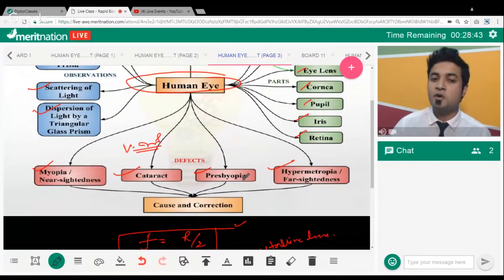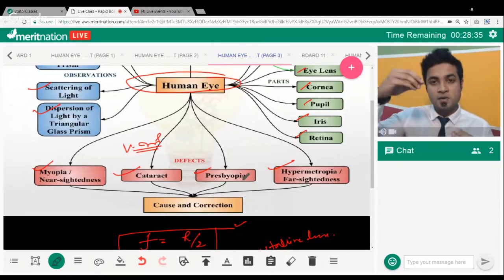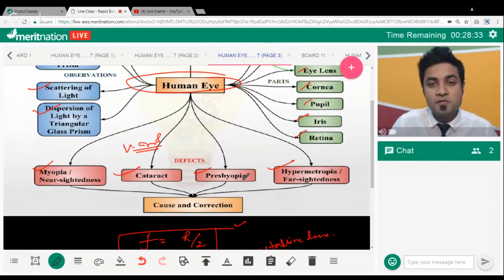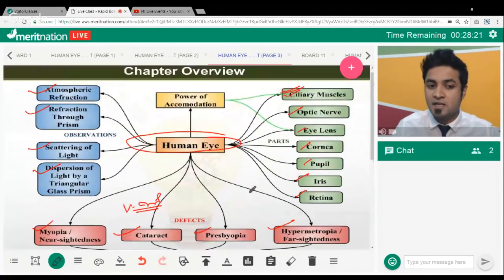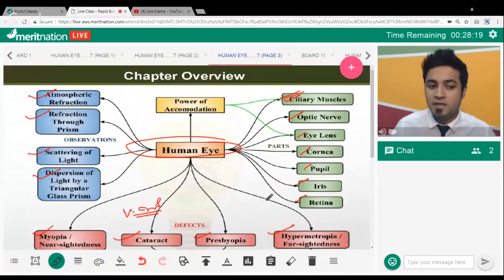Okay, and presbyopia is a defect that generally happens in old age, where the ciliary muscles become very weak, and they cannot adjust the focal length of the eye lens. That's why the power of accommodation is not proper in that case. Okay, these are the four defects, and questions may come on these, guys. So these are the important part of the chapter, you have to focus on this.